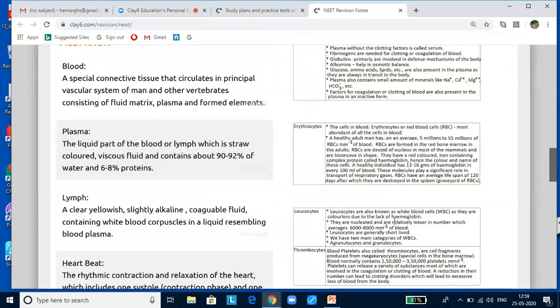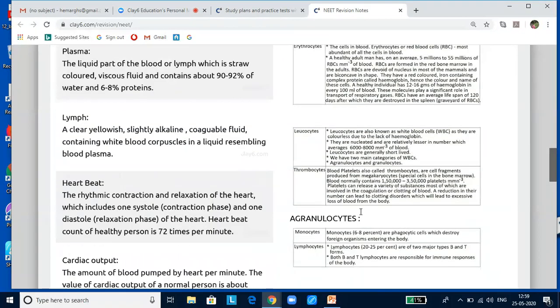Now, if you look at leukocytes, they are also known as white blood cells. They are nucleated and are lesser in number, and they average 6,000 to 8,000 per cubic millimeter of the blood. They are generally short-lived, and there are two types of WBCs, agranulocytes and granulocytes.